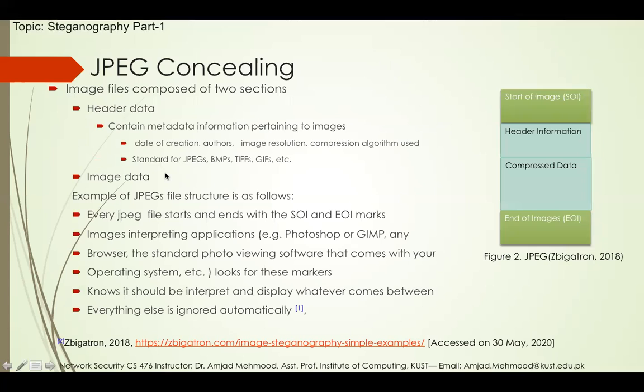So what was JPEG concealing? If you remember, this is the JPEG format of the image. The image starts with the start of image marker and ends with the end of image marker, EOI. Between these two markers, image interpreters know that the information resides. Anything next to these markers, interpreters do not consider, and it is ignored automatically.